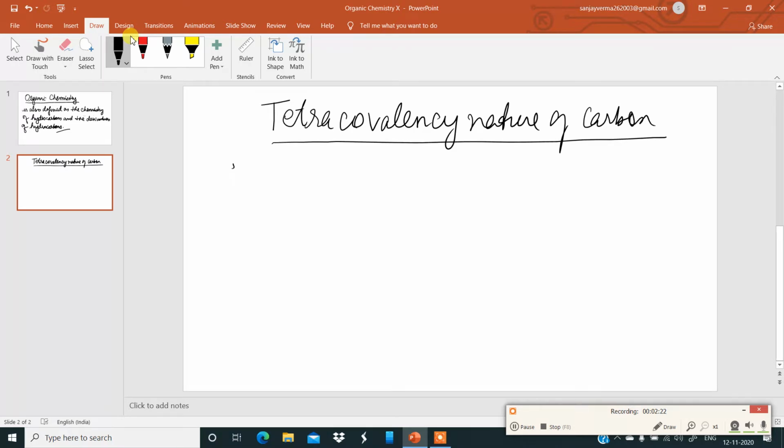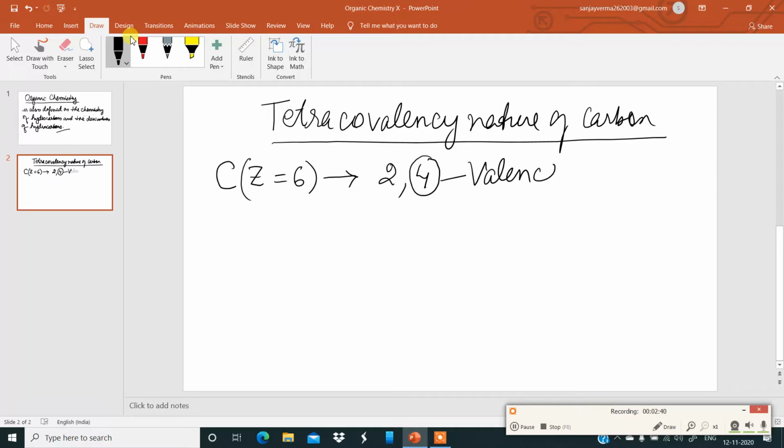Now, we know the atomic number of carbon is 6. So, its electronic configuration is 2 and 4, which means there are 4 electrons in the valence shell of a carbon atom. Because of the presence of these 4 electrons in the valence shell of carbon atom, these 4 electrons can be used to share with 4 other electrons from other atoms or carbon itself.